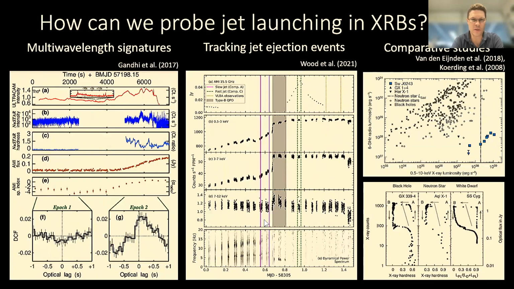We've heard a little bit already this week about tracking jet ejection events with VLBI, in particular a paper by Callan Wood and collaborators looking at really tracing the ballistic motions of the ejecta back in time to see what was going on in the accretion flow at the time of jet launching, and what that can actually tell us about what's causing the jet launching and potentially what the mechanism is.